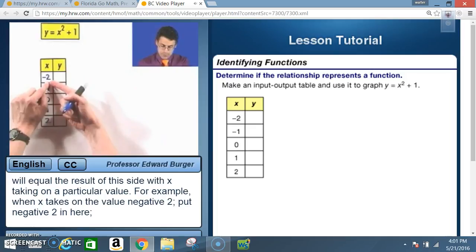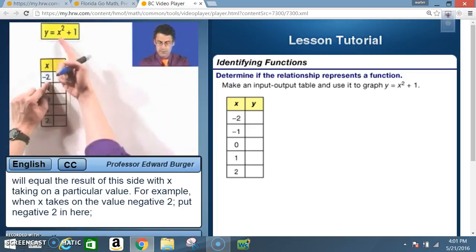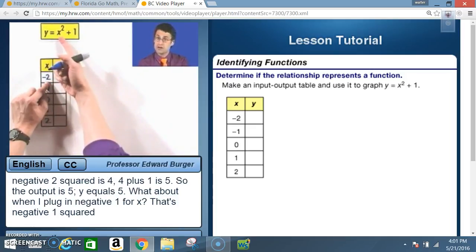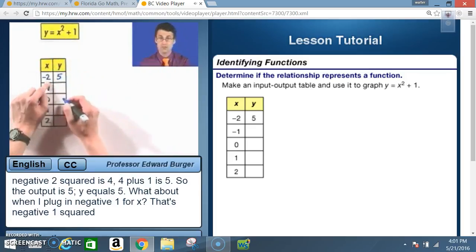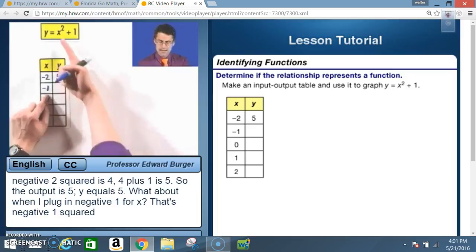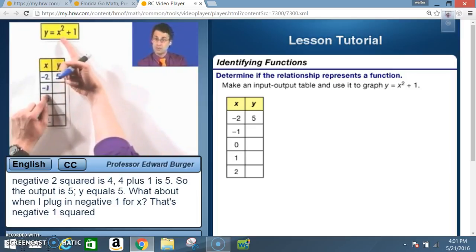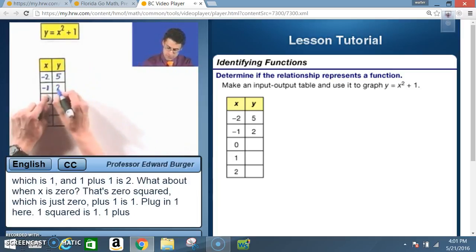For example, when x takes on the value negative 2, put a negative 2 in here. Negative 2 squared is 4. 4 plus 1 is 5. So the output is 5. y equals 5. What about when I plug in negative 1 for x? That's negative 1 squared, which is 1. 1 plus 1 is 2.